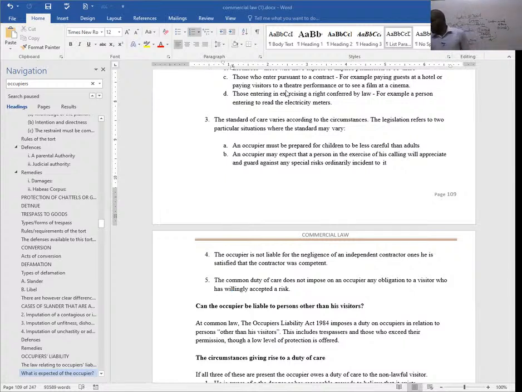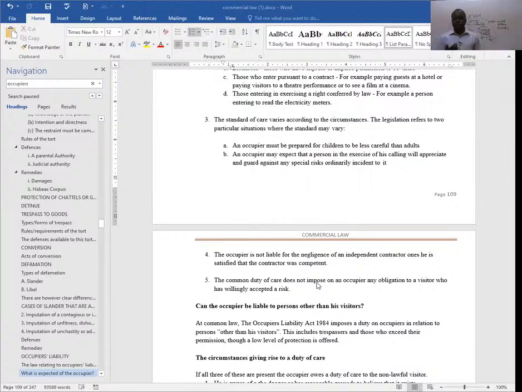So that is, in a nutshell, what we mean by occupiers liability: an occupier of land has a responsibility of ensuring the safety of those who are visiting the premises. So he has a duty of care to ensure those coming to the land or premises or property are actually very, very safe.